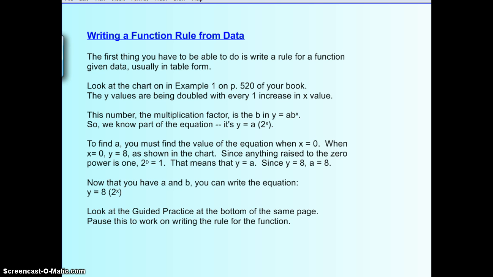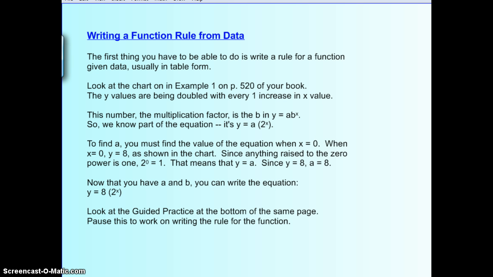When you look at that chart, you're going to see that the y values are being doubled with every one increase in x. Okay? The fact that y is being increased by a factor every time tells you right away this is an exponential function, because that's what it is by definition. Okay? So if you look at what the multiplication factor is here, that's a very important part of the equation. That is actually the b in y equals a times b to the x.